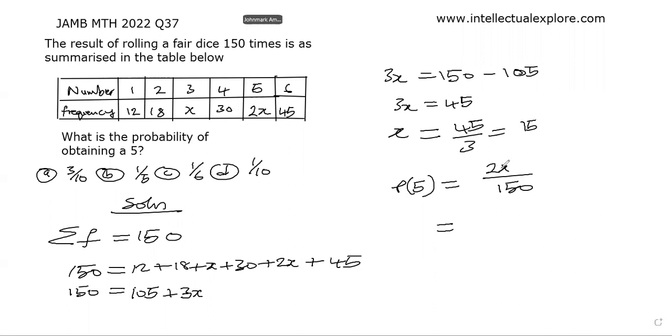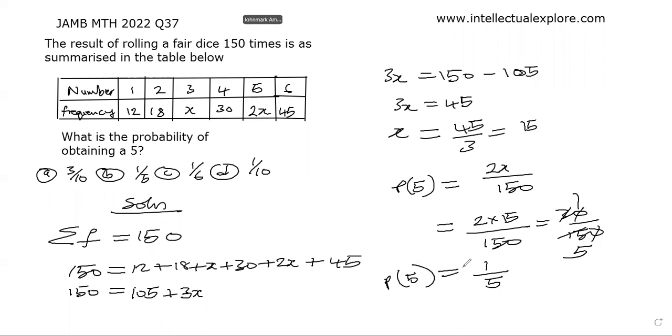Our x is 15. So that's 2 times 15 over 150. This is 30 over 150. 0 will cancel 0, 3 will cancel itself, 15 cancels 5 times, so that will be 1 over 5. So the probability of obtaining a 5 is 1 over 5. And that's our option B. So that's the solution to that question.